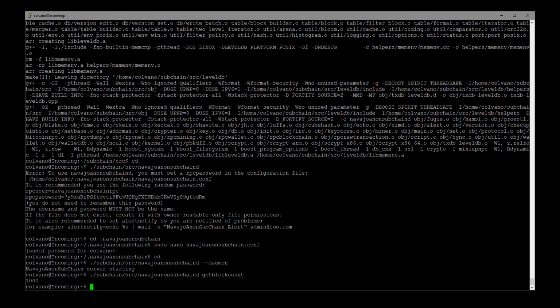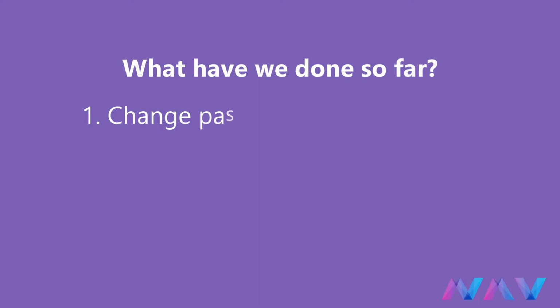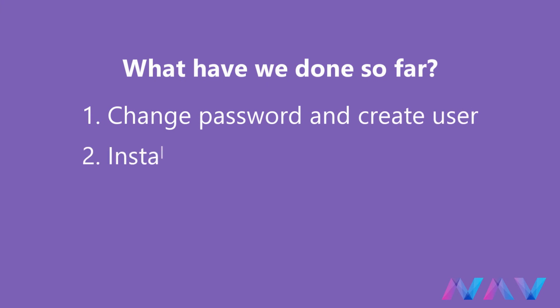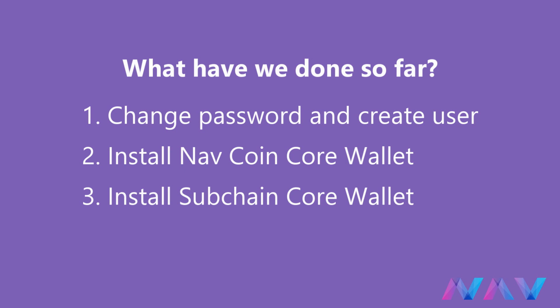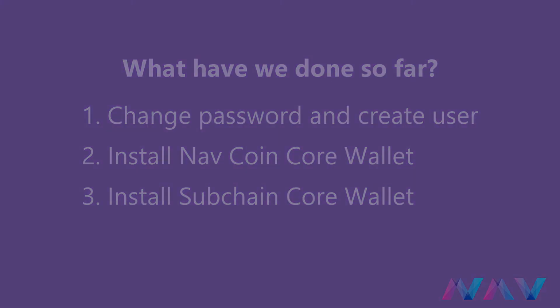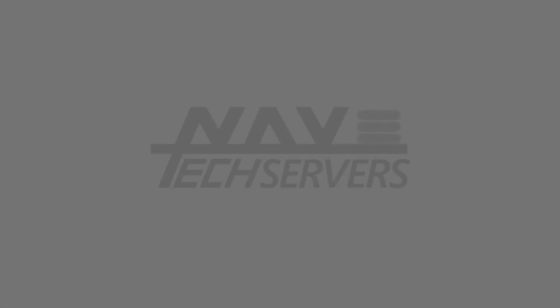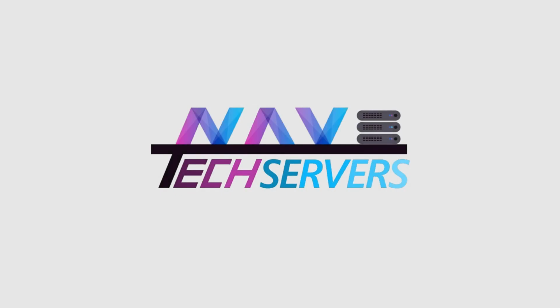This was the first video on how to set up a NavTech server cluster. First, we've done the general settings like adding a user and changing the password. Then we started to install the NAV Coin Core wallet and the Subchain Core wallet. All the steps so far have been the same for both servers, the incoming and the outgoing server. The steps from now on will be different for both servers because we will now configure an incoming server and an outgoing server. All this will be covered in the next video.